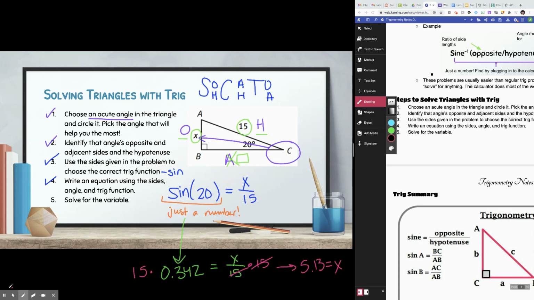So that is just the basics of trig. Make sure you take a look at the next video because I'm going to do a lot of examples for you, very similar to this. And we'll do some word problems also so that you can see how to do trig with word problems.